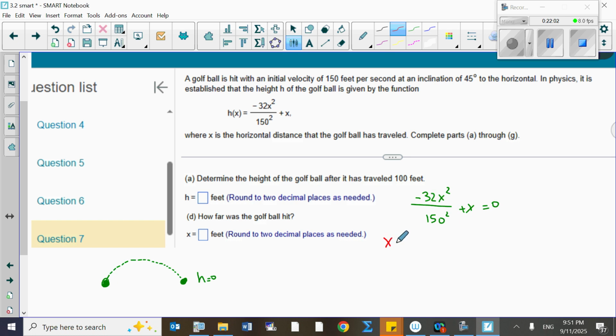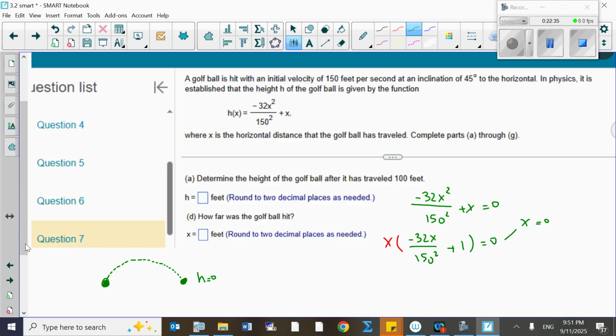So the first thing that I'm going to do is factor x out. So I will have negative 32x, because one of the x's is here now, over 150 squared plus 1. This divided by x, when the x is factored out, will be equal to 1. Now you have two factors. One of them is x. It's equal to 0. This is the initial point where the ball was hit, basically.